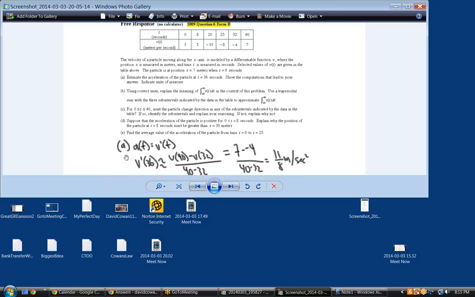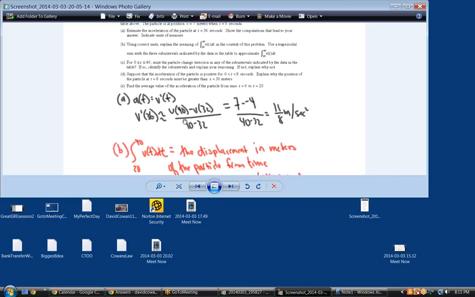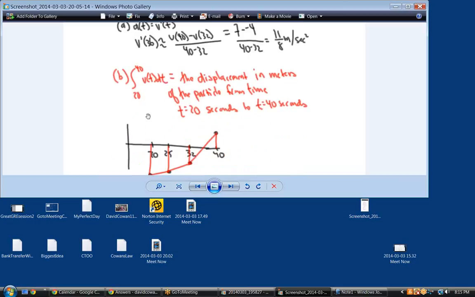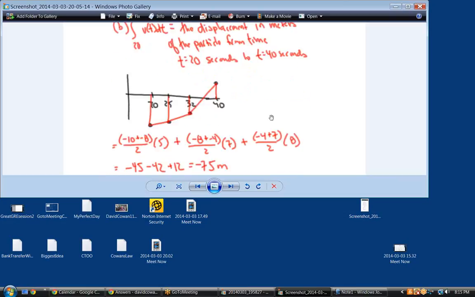So the acceleration is the derivative of the velocity. That's what I did. That's exactly what I did. So she got 11/8. And then the displacement in meters of the particle from time 20 to time 40. That's also what I did. Notice what she didn't do here. She didn't divide it into 3 intervals. How many intervals did she divide it into? She did 4. Exactly, the logical number you would use to go between 20 and 40, not 3.